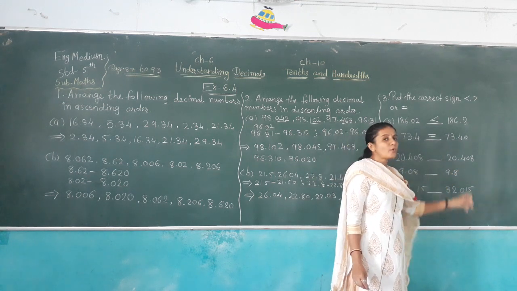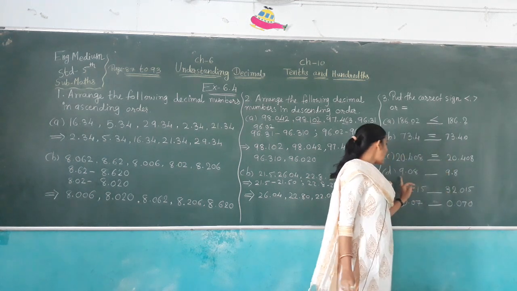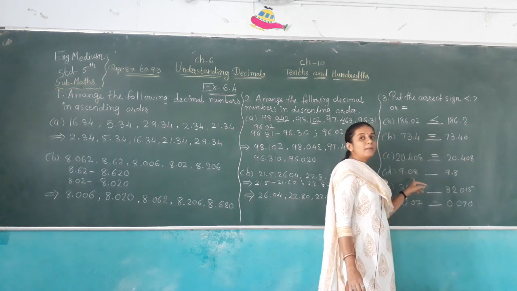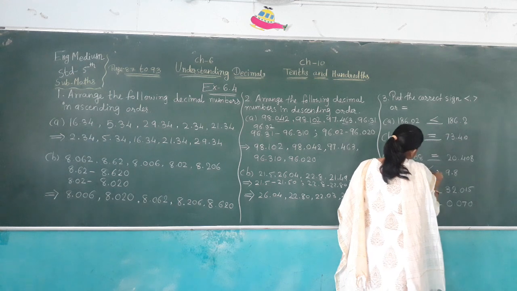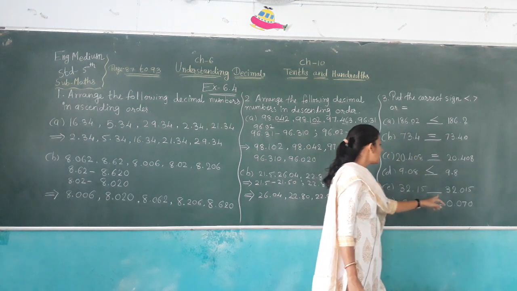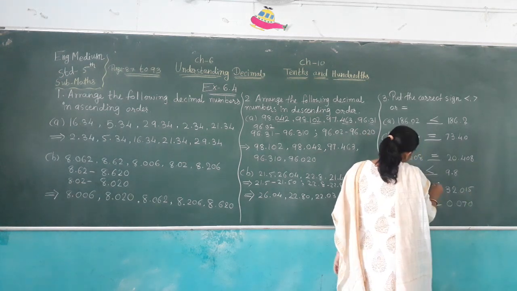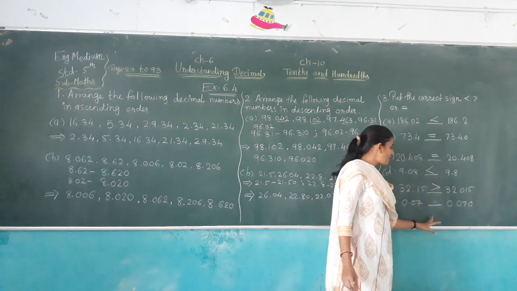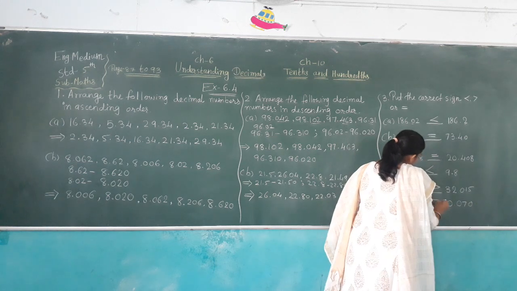20.408 and 20.408, both are the same. Here 9.08 and 9.8. Here tenth place 0, here tenth place 8. That means the less than symbol. 32.15 and 32.015. This one is greater, keep the greater than symbol. 0.07 and 0.070, both are equal.